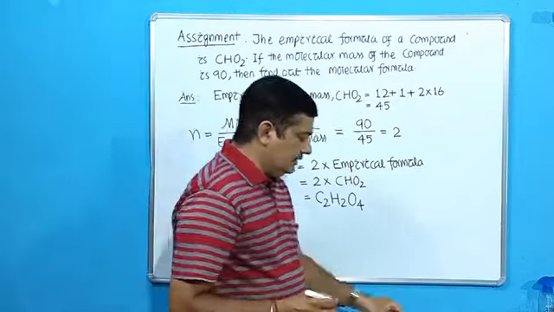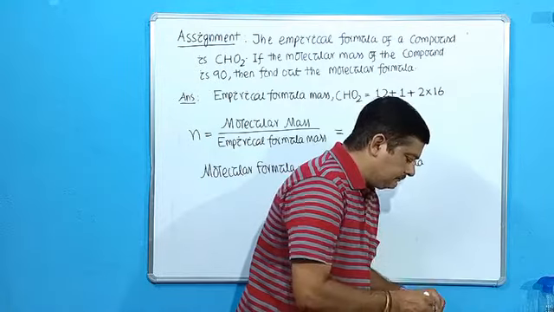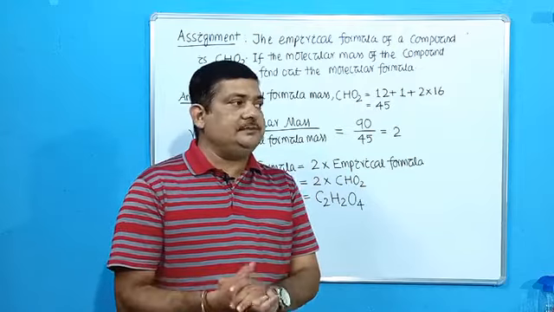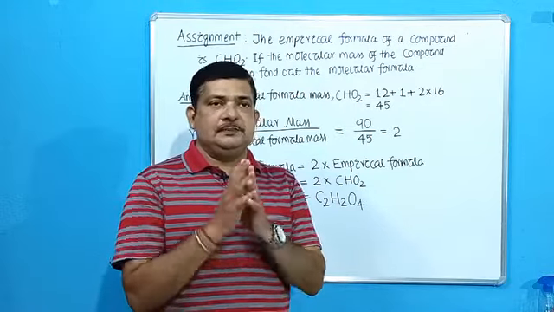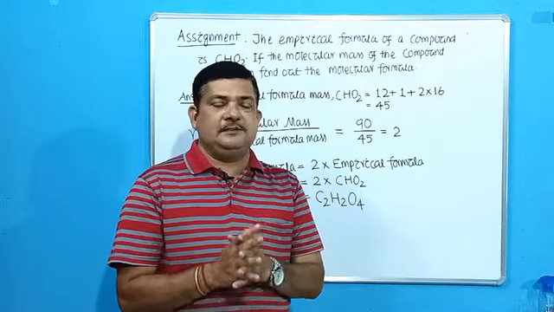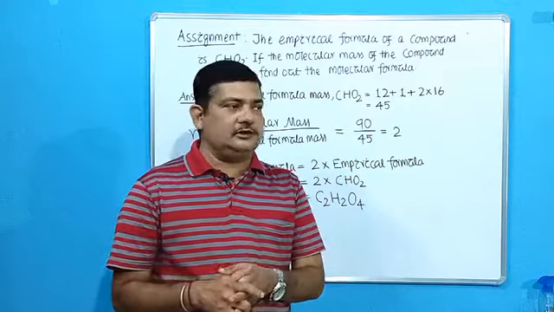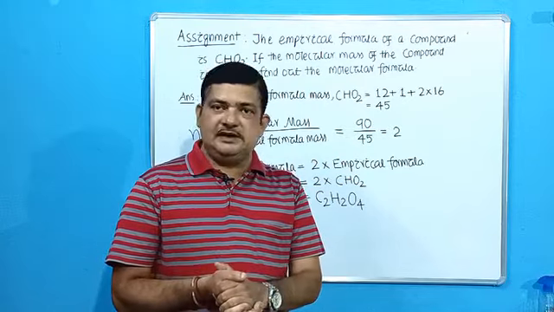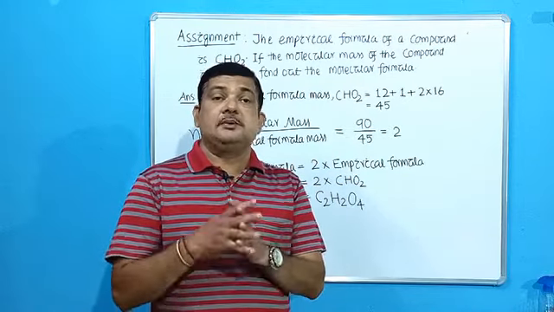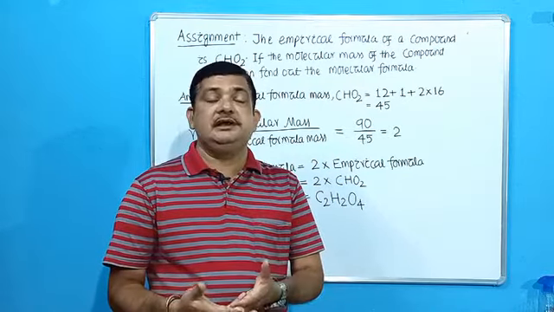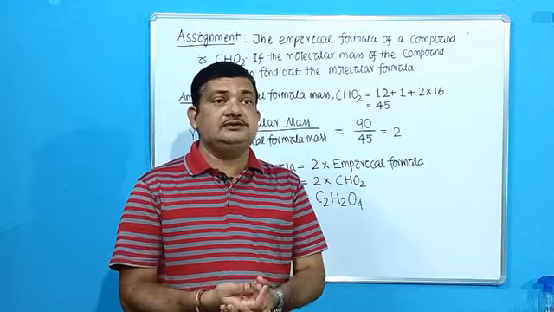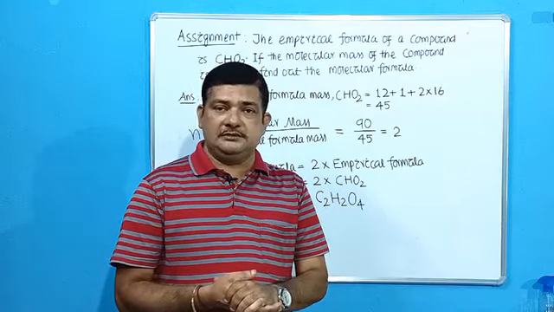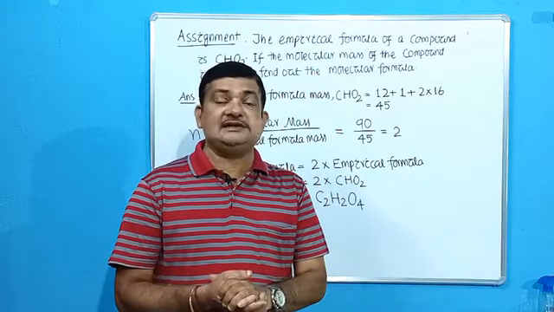Then I told you what the use of empirical formula is. In ancient days, scientists used to estimate a compound. Estimate means finding the proportion by mass of each element present in the compound. They could find out the percentage of each element in the compound. From this they found out the empirical formula. Then, using the vapor density method, they could find out the molecular mass, and finally the molecular formula was determined.